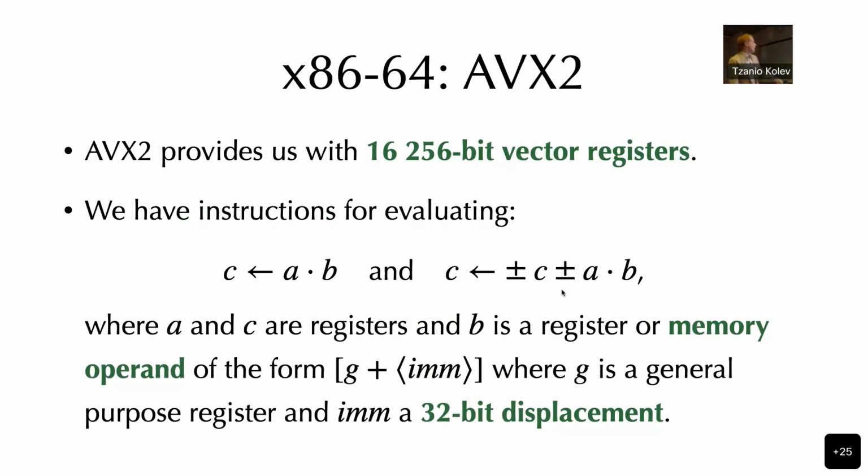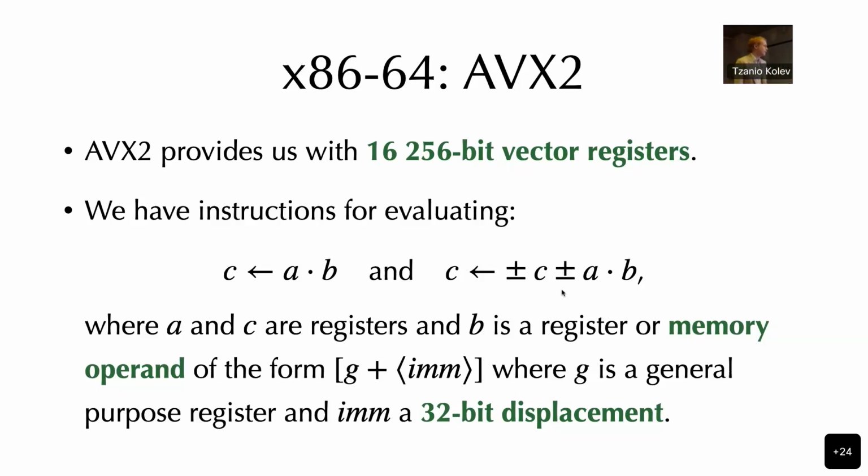Additionally, AVX2 gives us instructions for doing A times B, which is a multiply, and we can also do C plus A times B, a fused multiply add, where with the FMA, we have the ability, should we wish, to negate signs. This, as I'll explain in a second, turns out to be very useful.